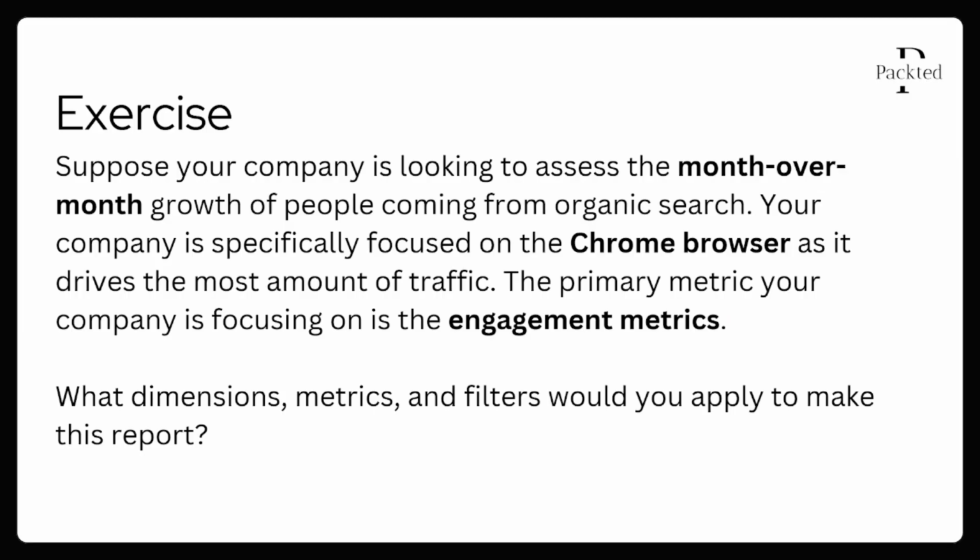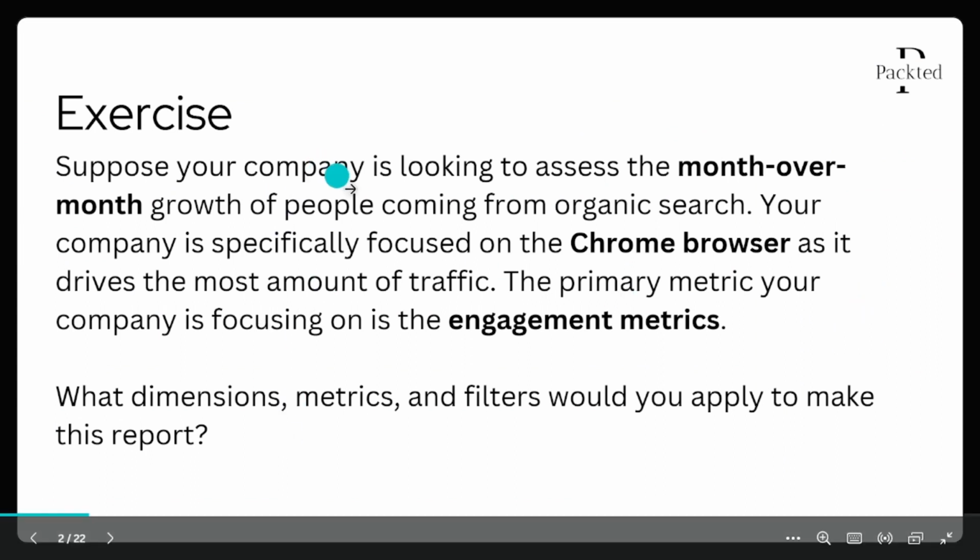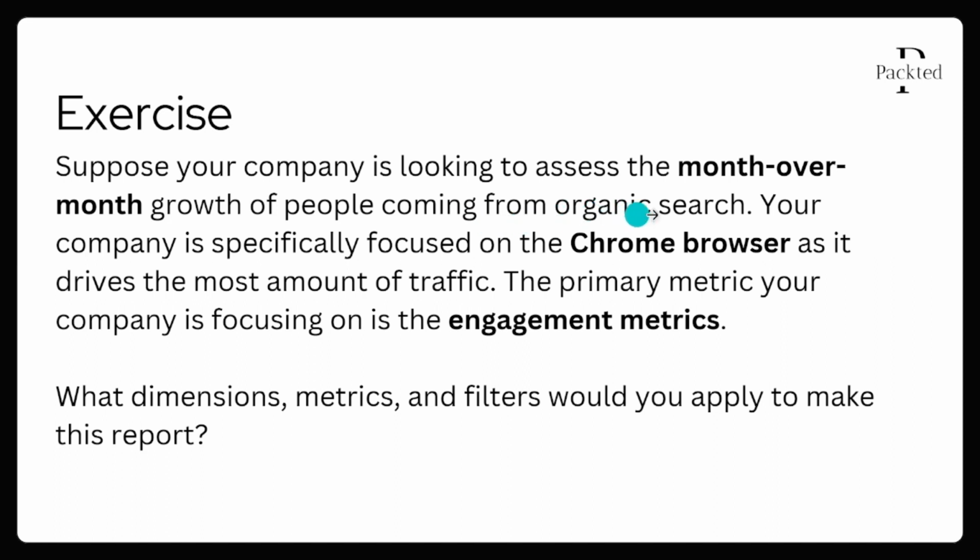So with that, I have an exercise for you. Suppose your company is looking to assess the month over month growth of people that are coming from organic search. Your company is specifically focused on the Chrome browser as it drives the most amount of traffic to your website. The primary metric your company is focusing on is the engagement metrics. So, what dimensions, metrics, and filters would you apply to make this report? Think about it and take some time, and when you're done, we will go ahead and make the report.